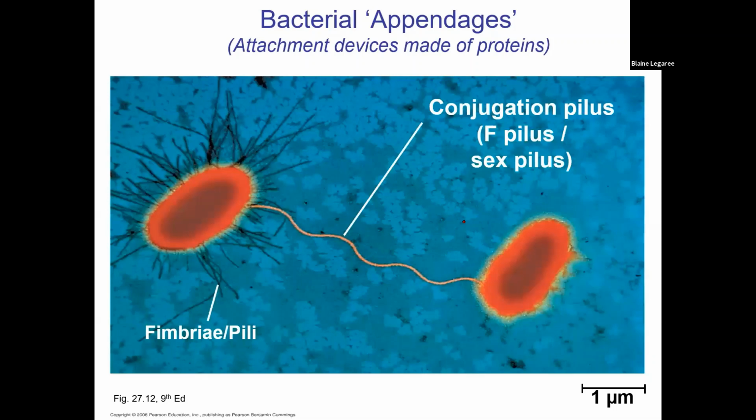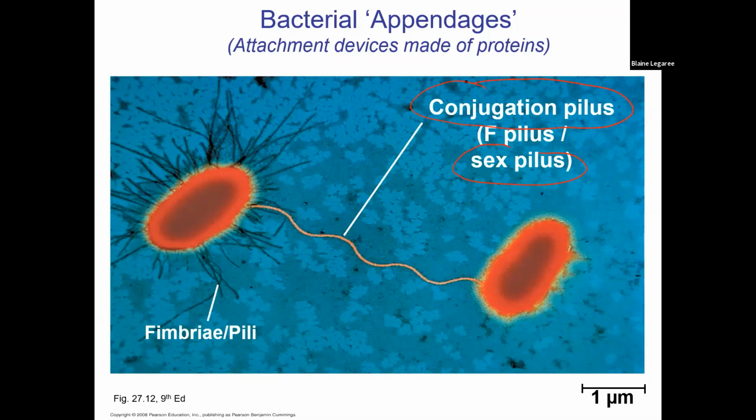So what do we have here? This thing on the left has all these fimbriae and pili, and then it has this extra long one. This extra long one has a few different names. You can see we're calling it the sex pilus or the conjugation pilus. And this is involved in a process called conjugation.